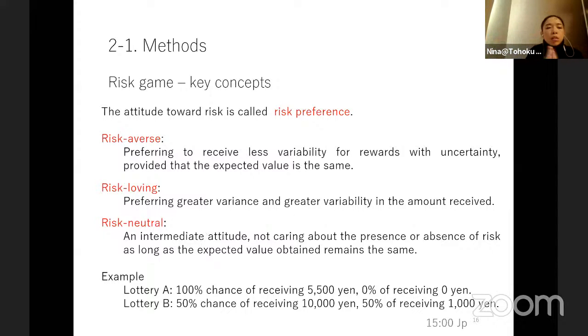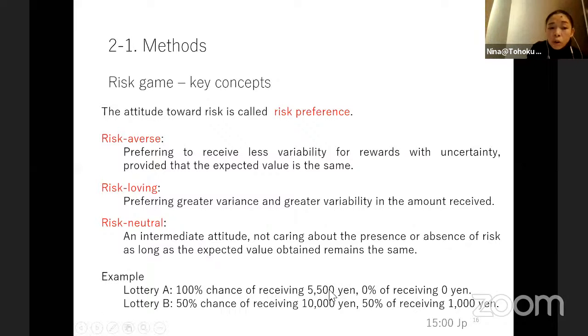They don't care about risk. An intermediate attitude, not caring about the presence or absence of risk as long as the expected value remains the same. For example, there are two lotteries. Lottery A is you can get 5500 rupiah or yen for sure, no loss. So this is actually not a lottery.